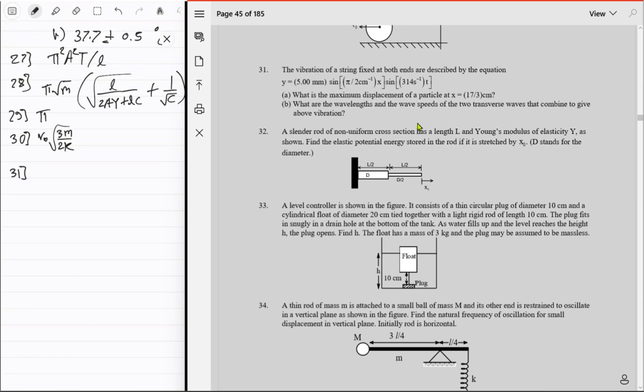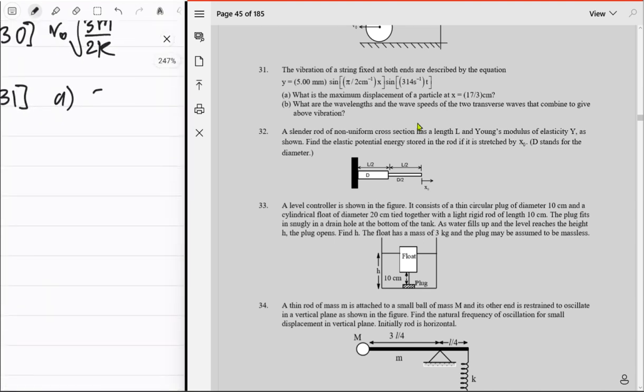That's the amplitude. A तो easy था. Just 5 upon 2 millimeter.